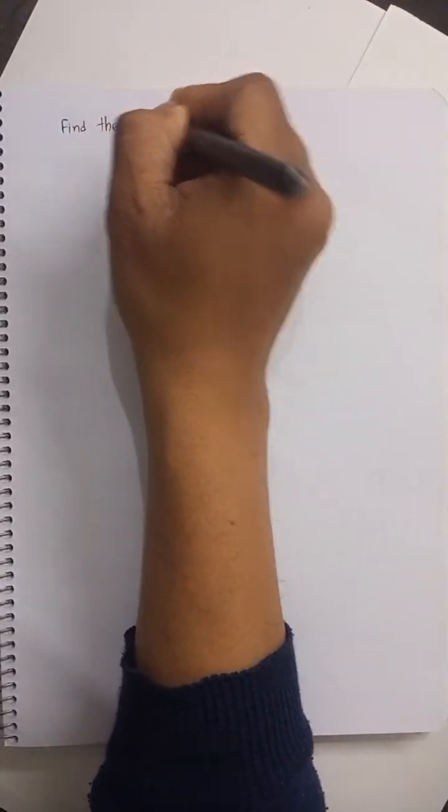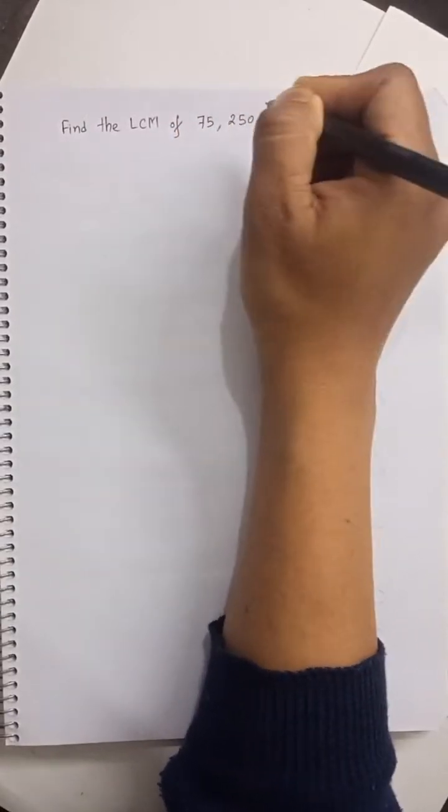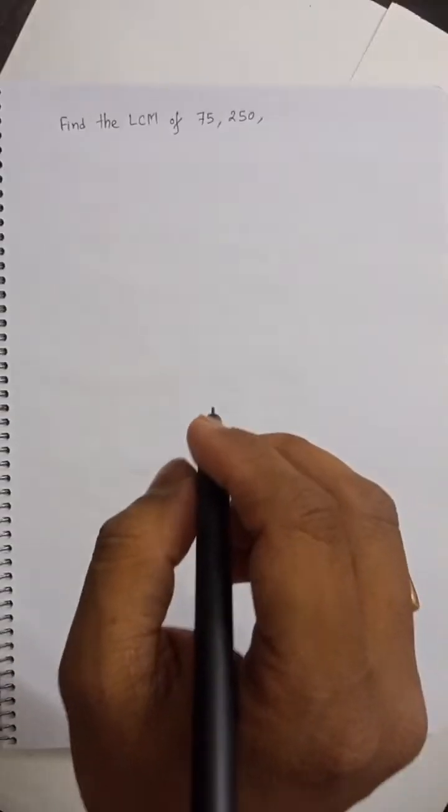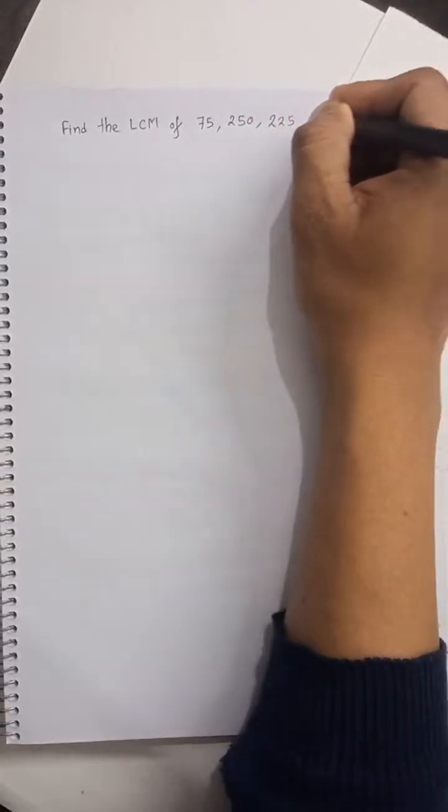I will take 4 numbers now. Okay, find the LCM of 75, 250, 225, using the common division method.